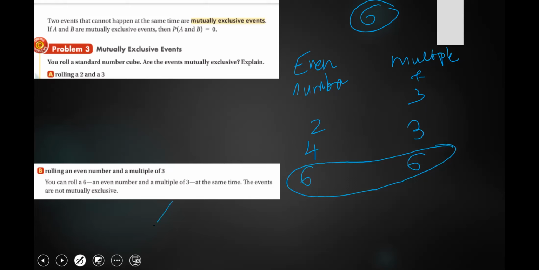So I will say that this is not mutually exclusive, because they can happen at the same time. There's a number, which is number 6, that is an even number and a multiple of 3.